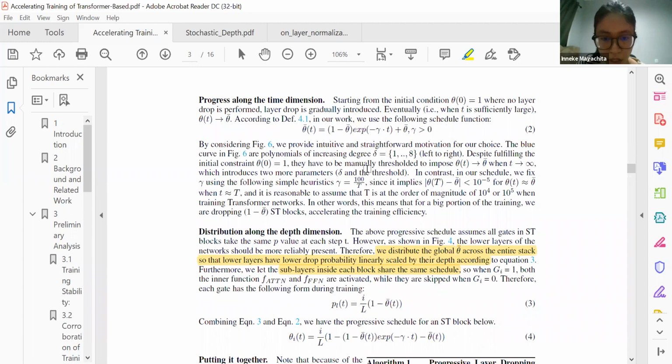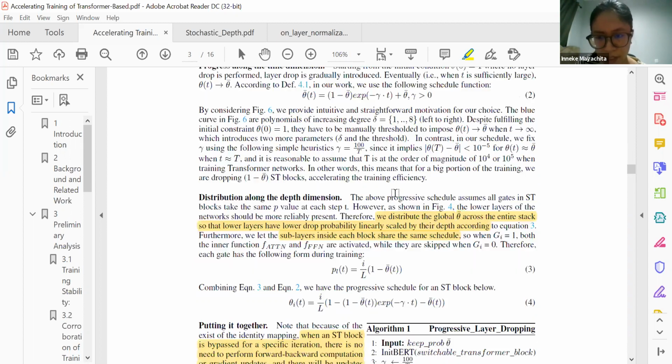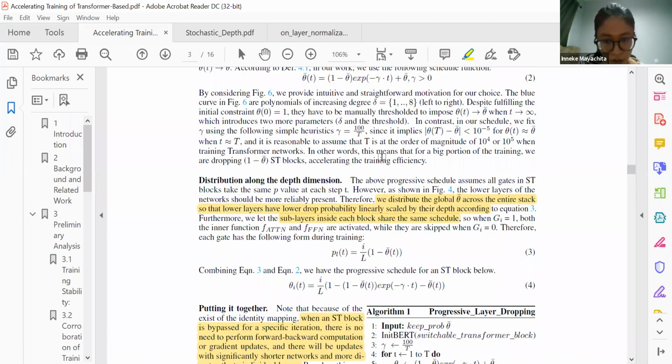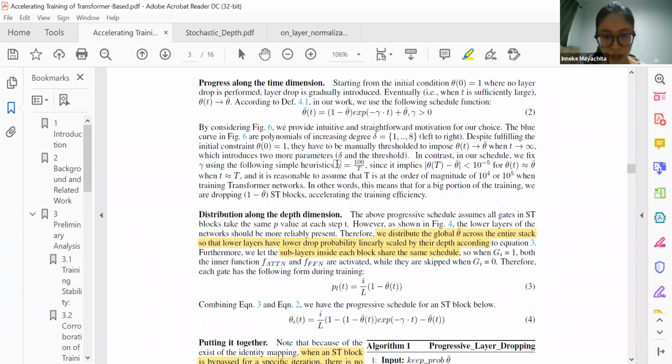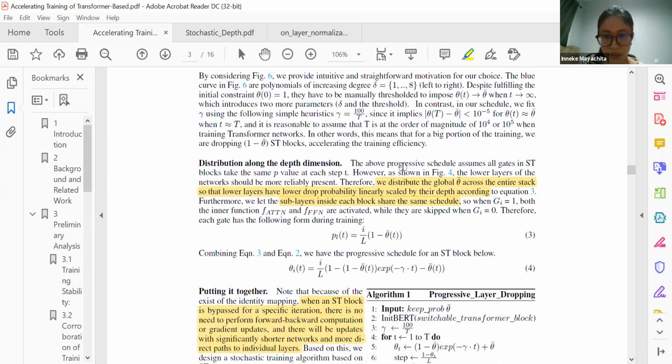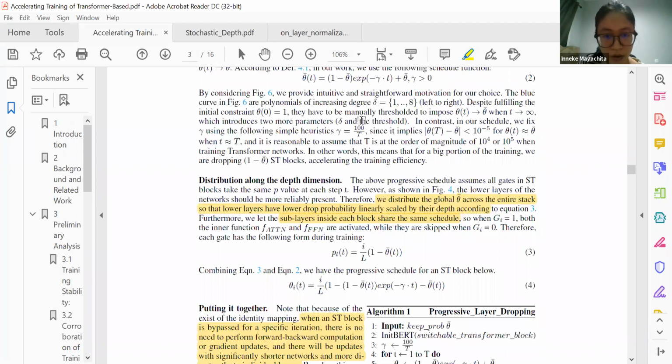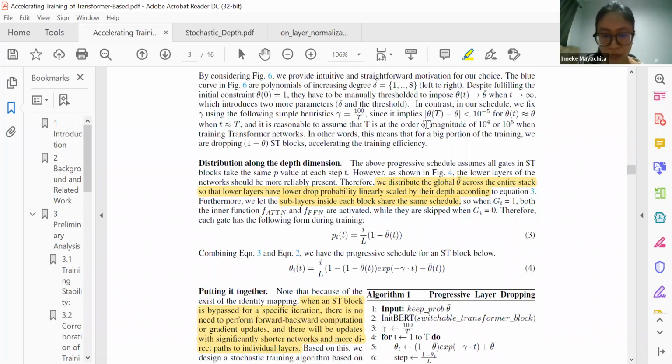Here they also use this heuristic where gamma is 100/T, which, to be honest, I'm not really sure why they chose. If anyone has an idea of the reason why they use this gamma number, let me know, because I don't think they did ablation studies with this heuristic. So I'm not really sure what the impact of this gamma number is.